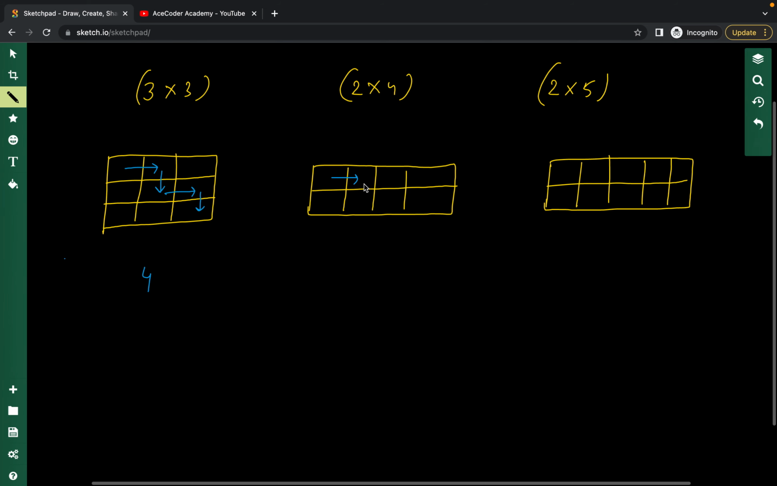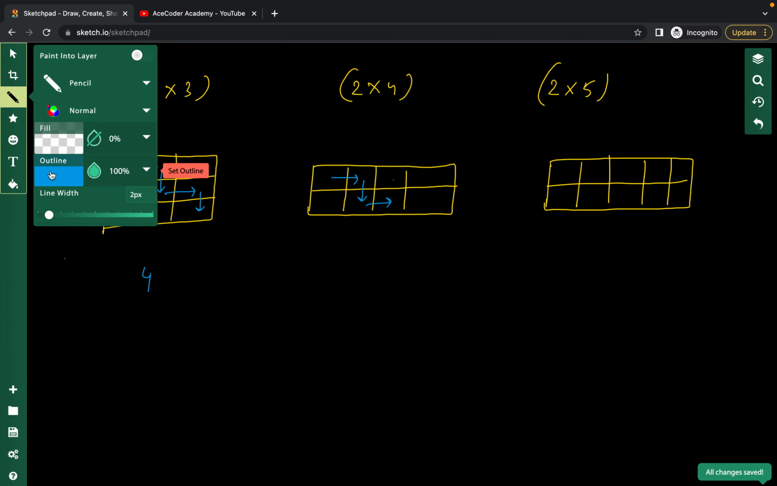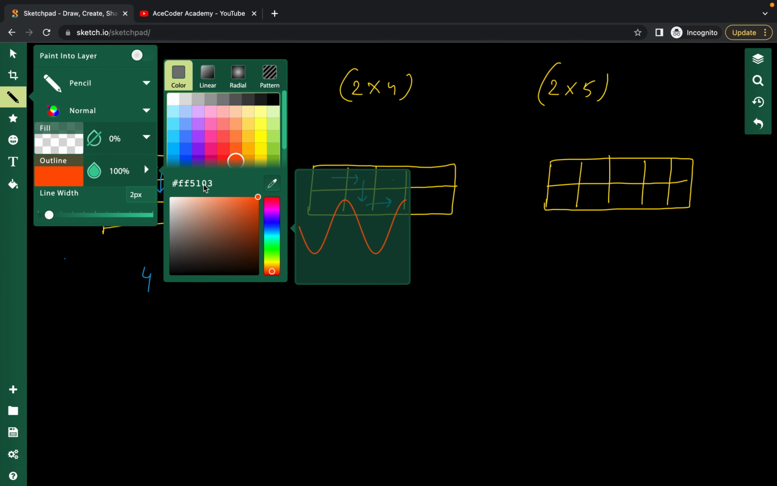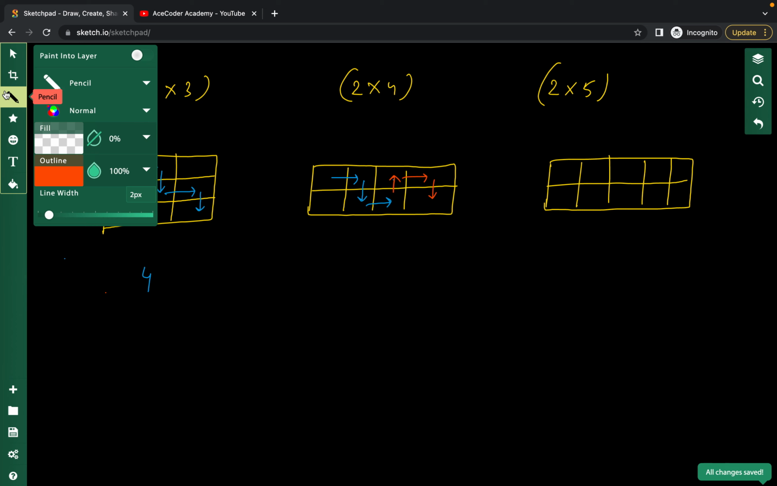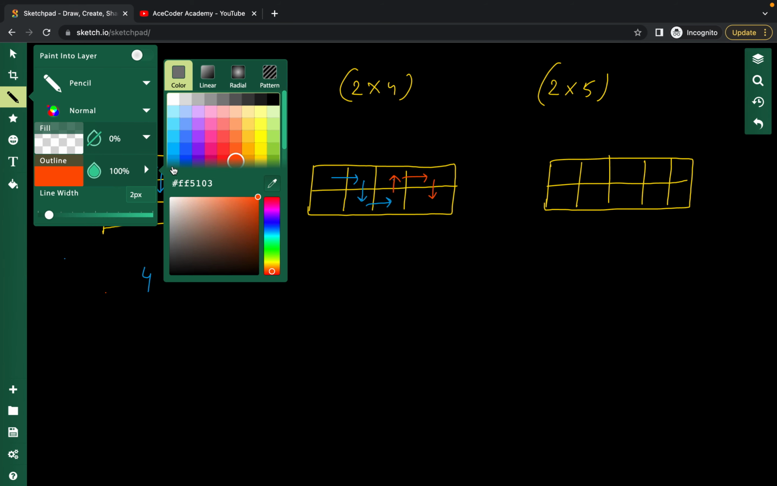We can move to the right, then down, then again right, but now we cannot move to this cell directly, because in the question we are given the constraint that we cannot make two consecutive moves in the same direction. So what we will do is simply move up, right, and then down.